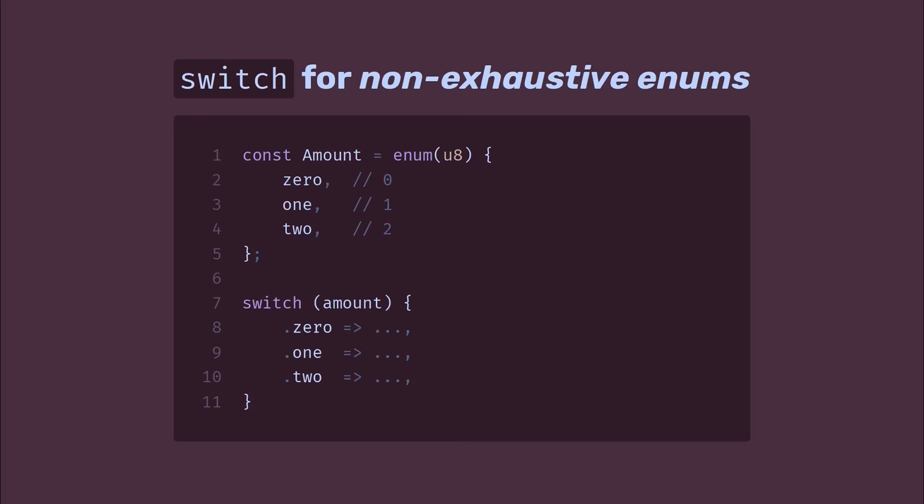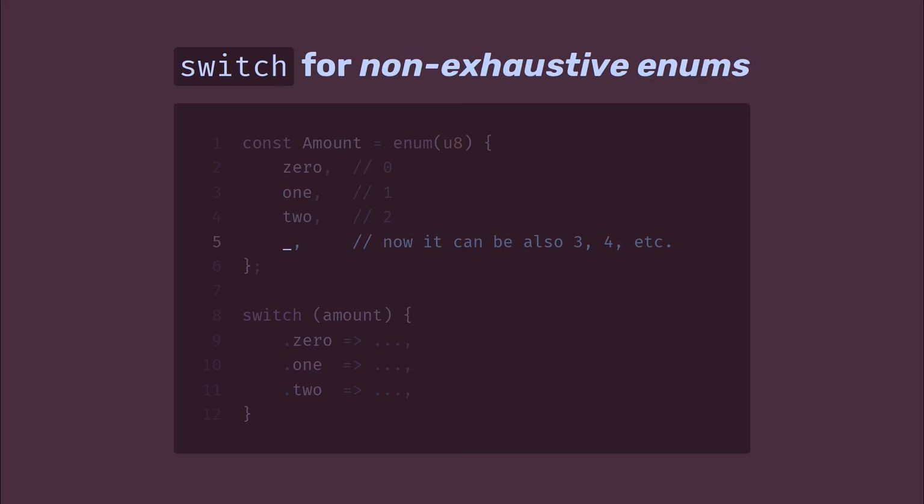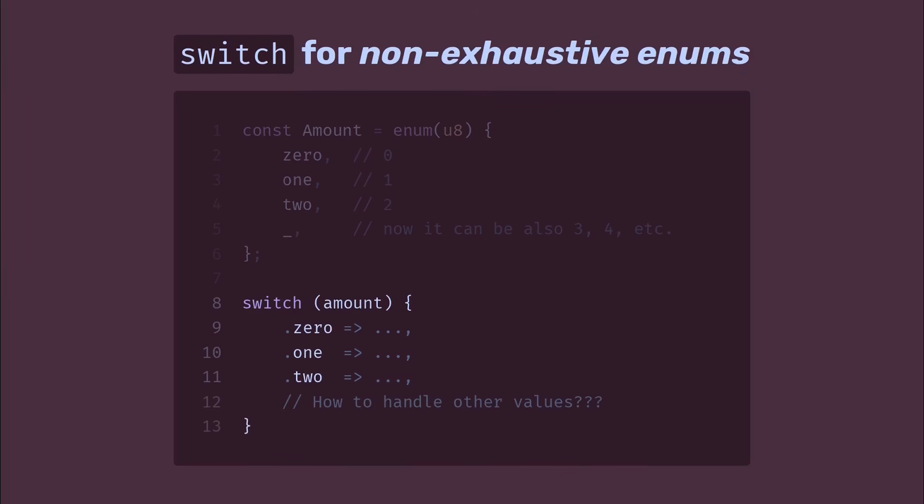Internally, this enum is represented as values 0, 1, and 2, and all other values are prohibited at compile time, so the enum is exhaustive. But Zig can also have non-exhaustive enums if we add an underscore as the last value. This way, we can still use its tags, but can also pass any other number that fits the underlying type. The problem is, though, before Zig 0.15, it wasn't possible to switch on such enums.